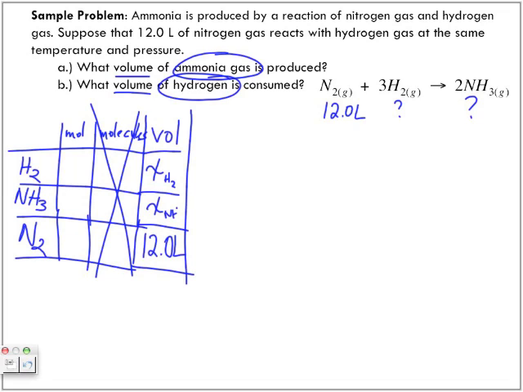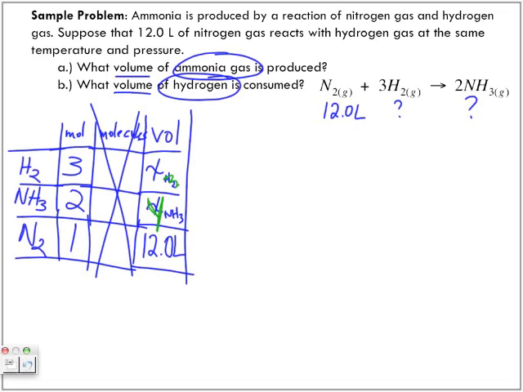Remember, we don't want to use the same letter for the unknowns. So let's make things a little simpler. Let's keep that as X, and let's denote that as Y. So we're trying to find this Y for our unknown. So let's look at the number of moles. For hydrogen, we've got 3 moles. We've got 2 moles of ammonia gas, and we've got 1 mole of the nitrogen.